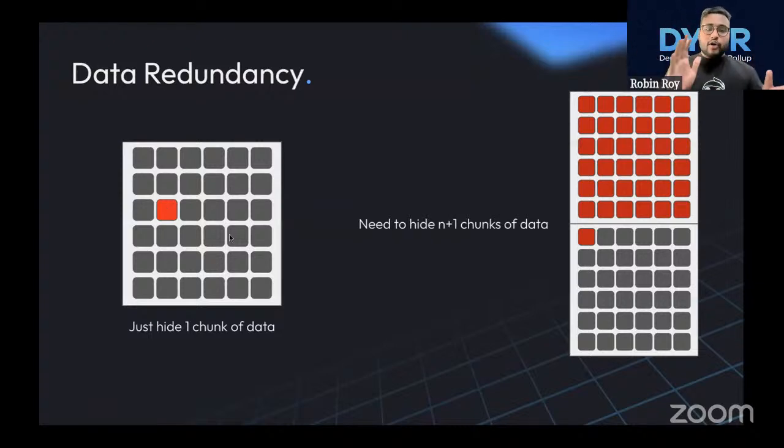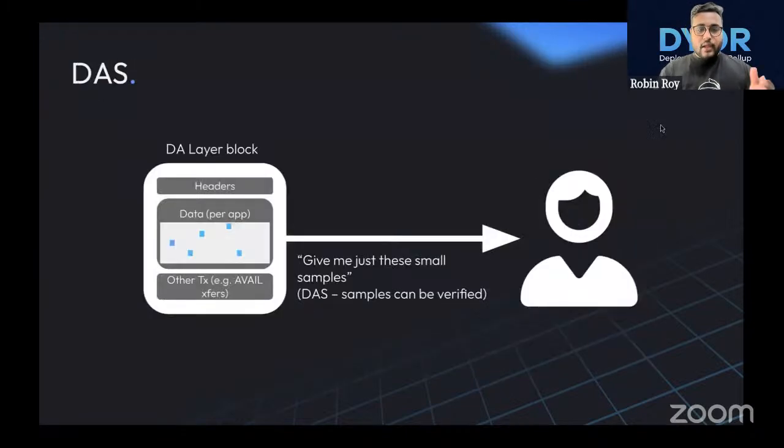And because you're sampling random parts of the data, you cannot hide that data easily. Because again, if you want to hide the data, you have to hide n+1 chunks. So if you're hiding n+1 chunks and light clients ask for this hidden part of the data, you have to show it. You cannot hide it, because then the light clients will know that something is wrong and will reject the block, right? So now you can randomly sample chunks of the block data.